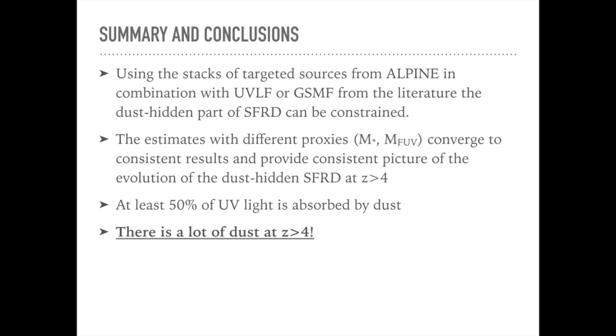So we start to obtain a more consistent picture of the evolution of the dust hidden star formation density at redshifts above 4. And we can see that dust still is important at redshifts above 4, and at least 50% of the UV light is absorbed and reprocessed by dust at these redshifts.